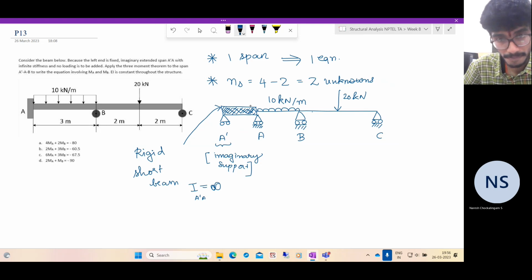If it cannot bend, here the rotation is 0. And if the rotation is 0, it mimics the fixed support. So that is the technique we use to handle fixed supports by the Clapeyron's theorem of 3 moments.